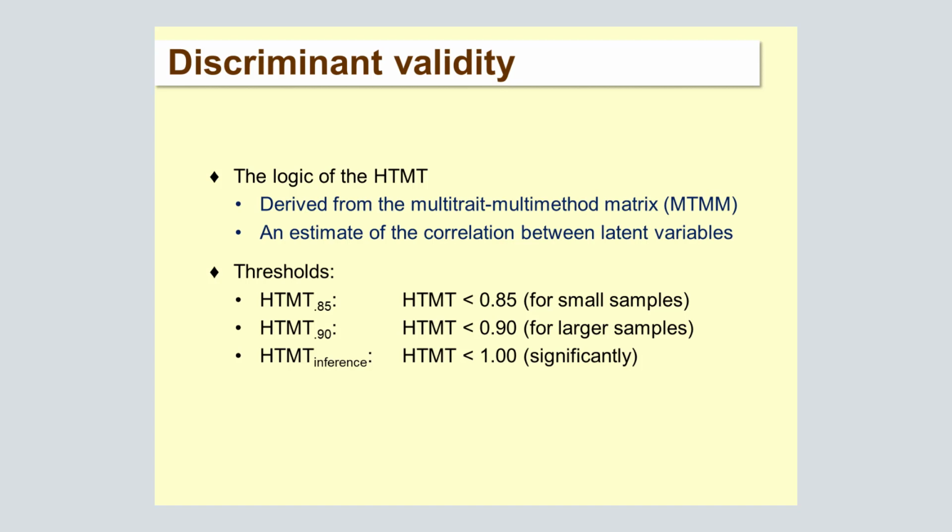Constructs that are conceptually different should also be statistically different. Therefore, the correlation between constructs should be smaller than 1. The HTMT is actually an estimate of the correlation between latent variables. In order to ensure that the correlation between latent variables is smaller than 1, we can either refer to criteria, such as a threshold of 0.85 or 0.9, or we can rely on inferential statistics, so we can test whether the HTMT is significantly smaller than 1.